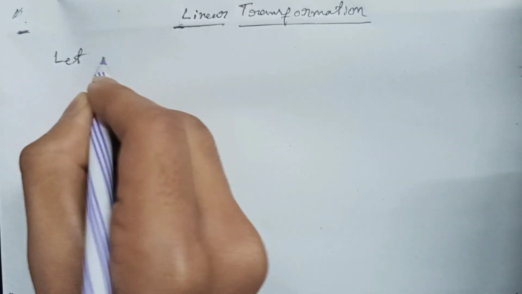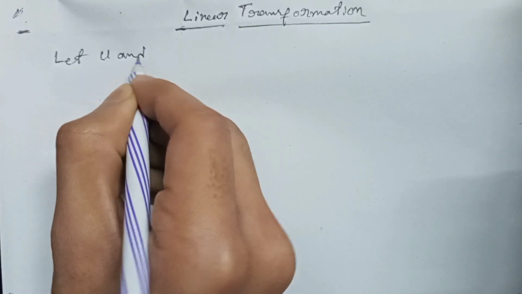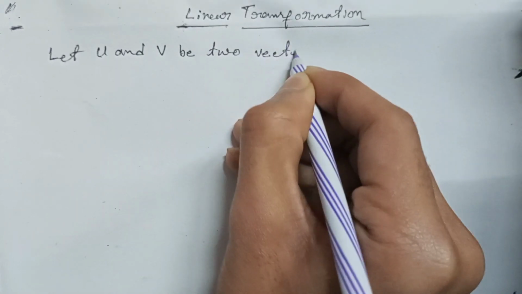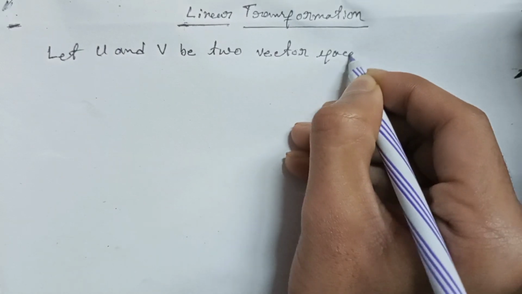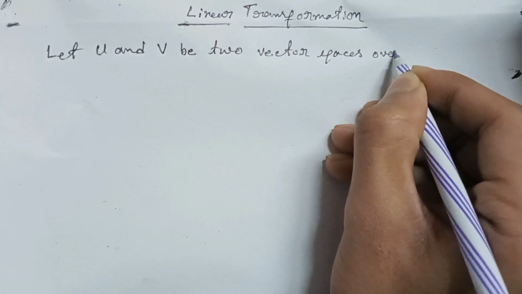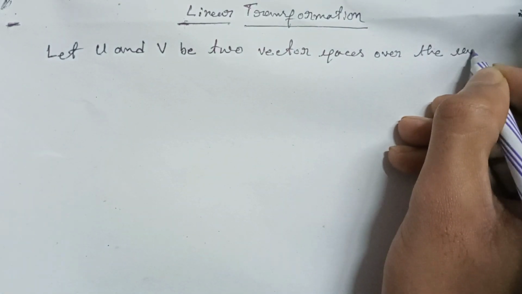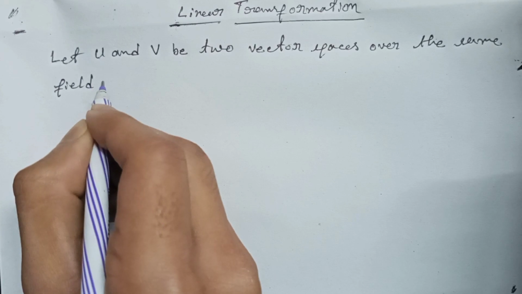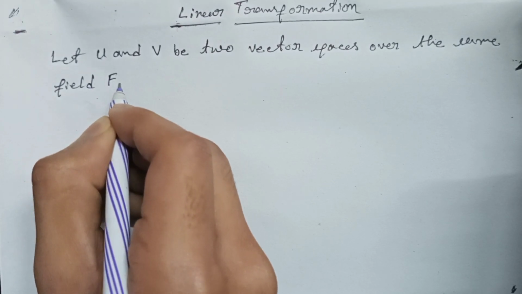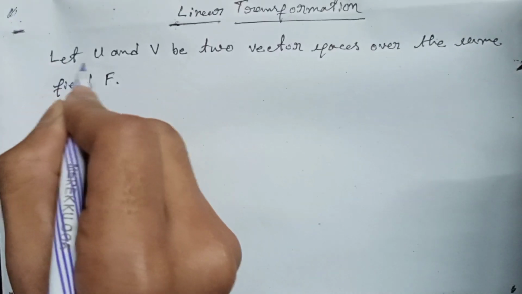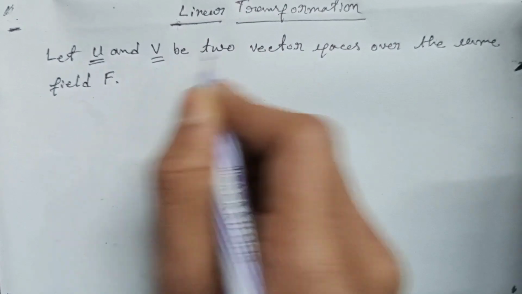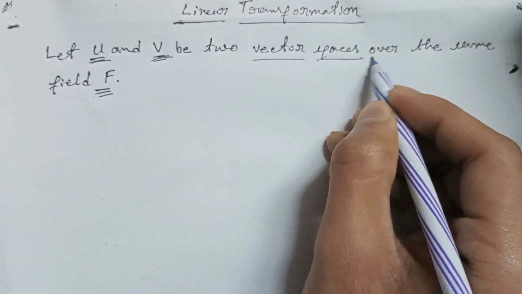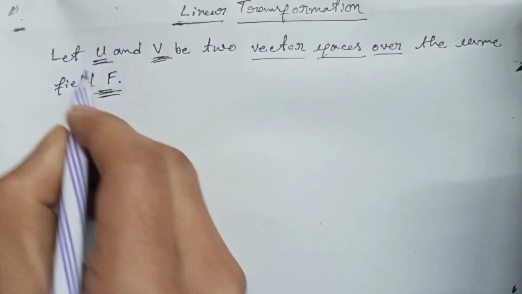Let U and V be two vector spaces over the same field F. We are assuming two vector spaces U and V on the same field F. U and V are two vector spaces over the field F. We are assuming it.